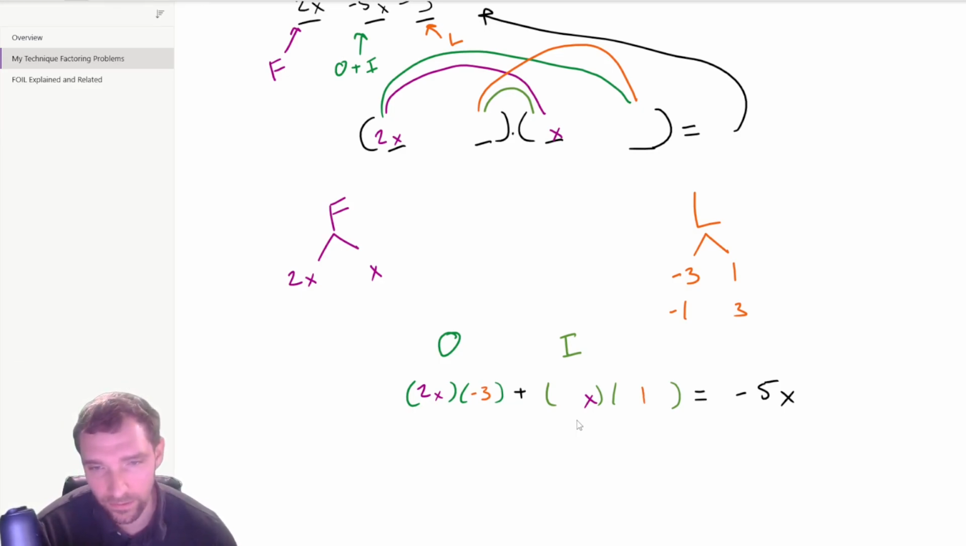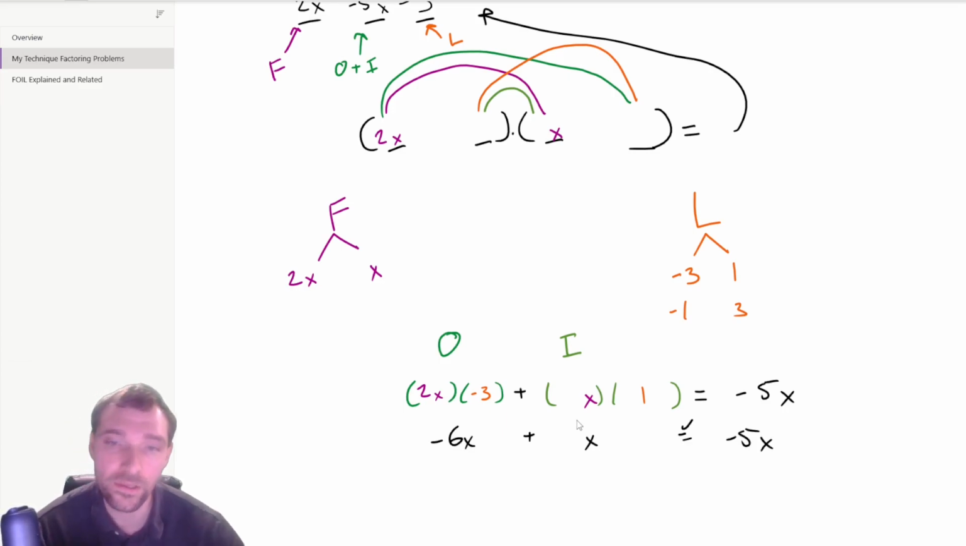Because when we do that, we get negative 6x plus x. And when you do that, that should give you negative 5x. So then you know that you've got the negative 3, which was multiplied by 2x, and you've got the 1, which was multiplied by x. So this is where you've got to be a little bit careful, because you know that the negative 3 and the 1 are being combined with 2x. So I would say that 2x was being combined with this outside term. So this is going to be that outside piece.